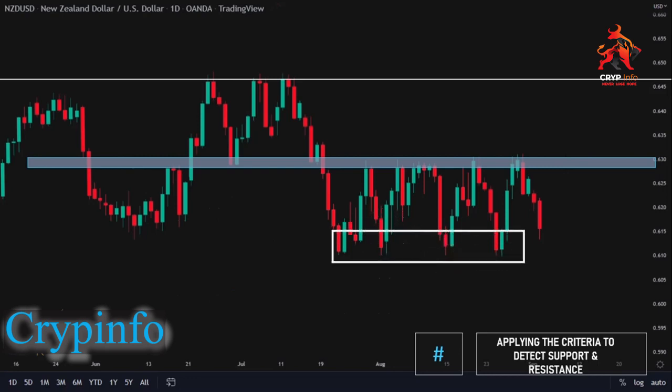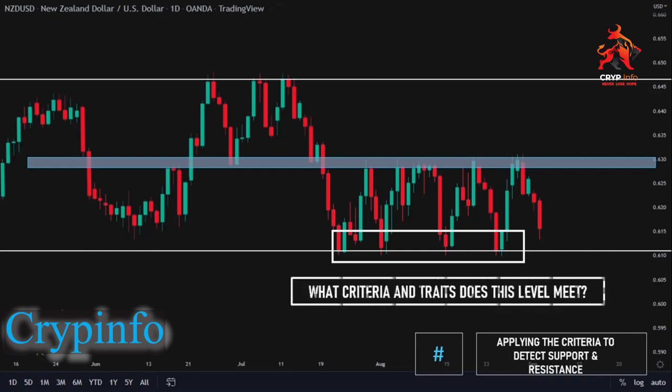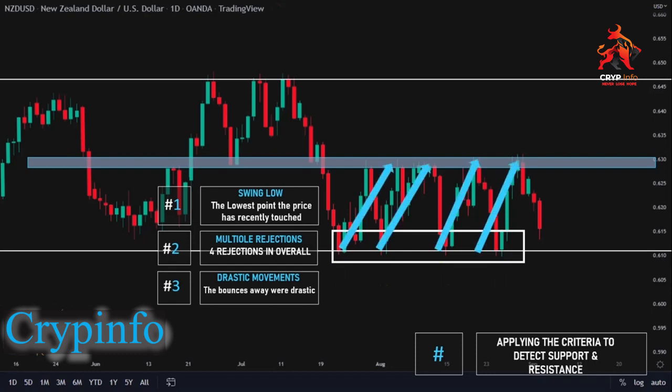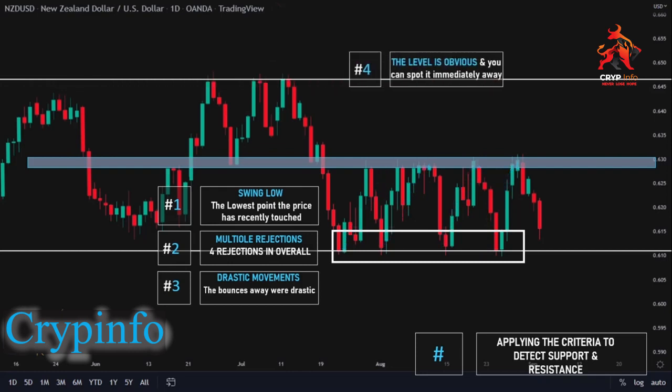Now, moving on down, we spot 4 rejections here and highlight another level. So again, what traits and criteria does this level have that makes it a good level of support? 1. This level is a swing low, meaning the lowest point the price touched in recent times. 2. There are multiple rejections of this level, 4 rejections overall. 3. Drastic movement, meaning price sharply reversed after it touched this level. 4. The level is obvious, as you should have detected it instantly, in just seconds. And 5. The level was recently respected and formed in a recent time period.